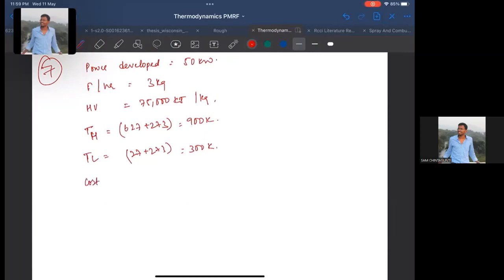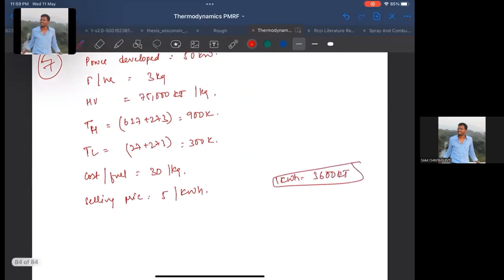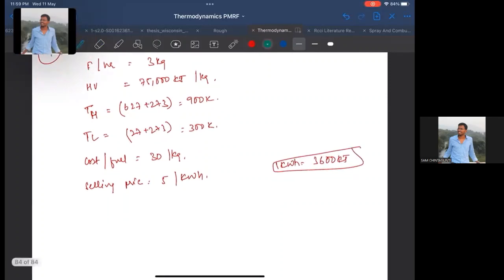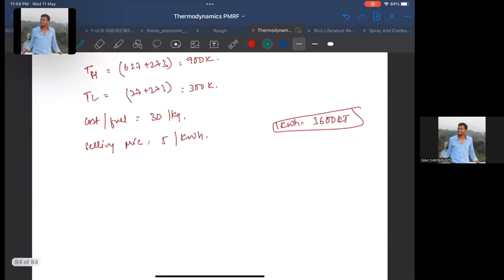Then we have cost of fuel is equal to 30 per kg, and value of power, the selling price, is given as 5 per kilowatt hour, and 1 kilowatt hour is equal to 3600 kilojoule. So this has to be remembered. All right. So first, let's see.